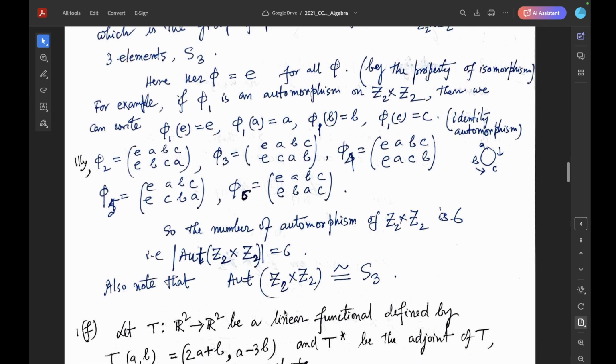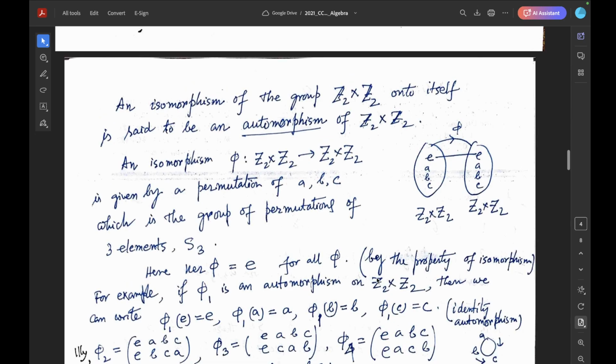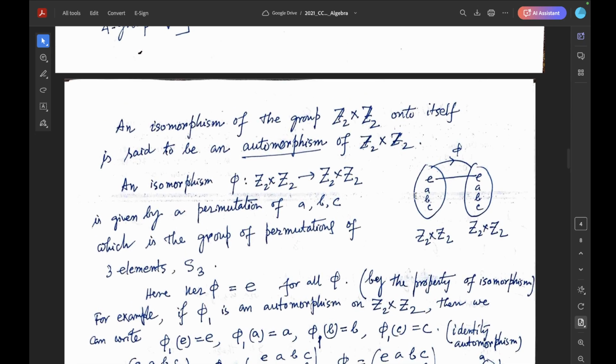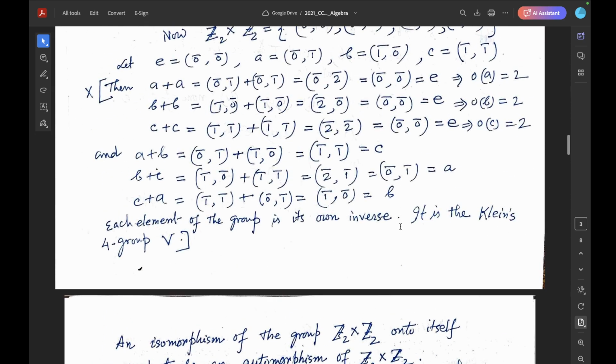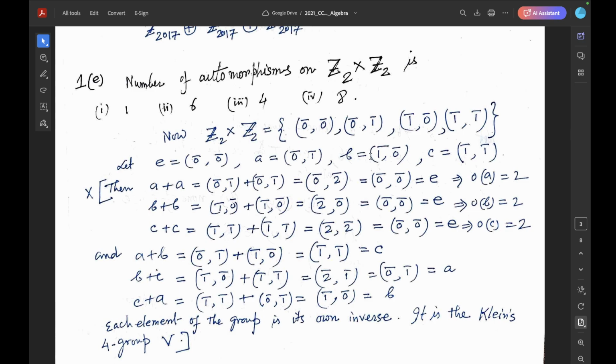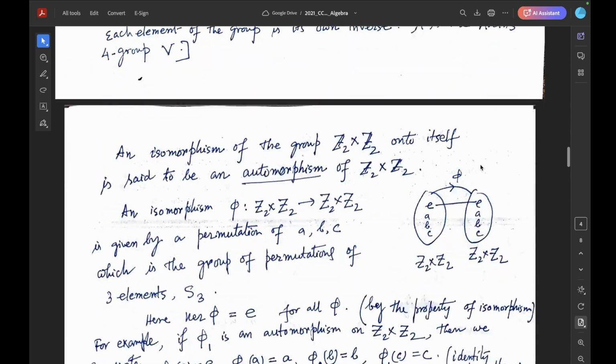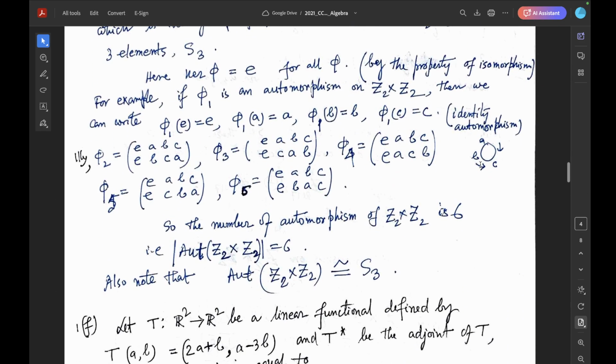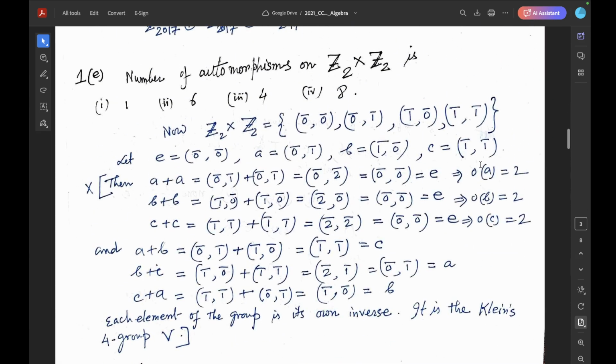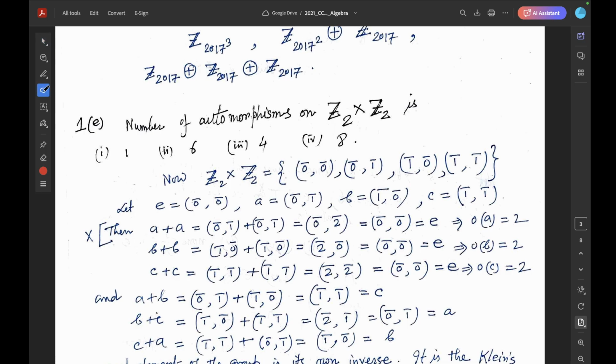And also note that the automorphism group of Z2 cross Z2 is isomorphic to the symmetric group S3. E, A, B, C are all these: E equals this, A equals this, B equals this, C equals this. So the correct option: the number of automorphisms is 6. Answer 2.